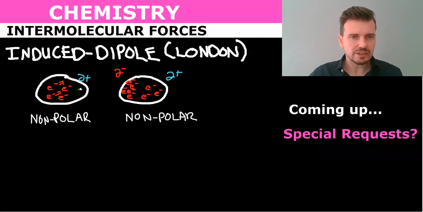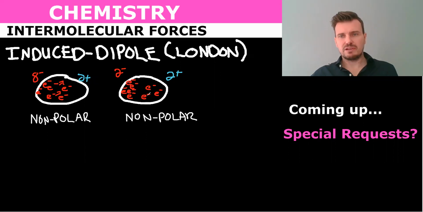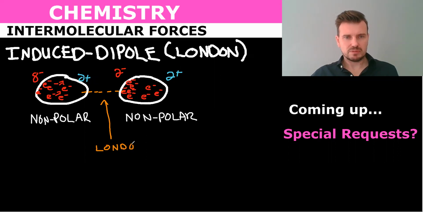These electrons are repelled to here. And so they're all over here now. And so you've got a negative on this side. And so what we now have is a very weak force called a London force. So this is a London force or an induced dipole.